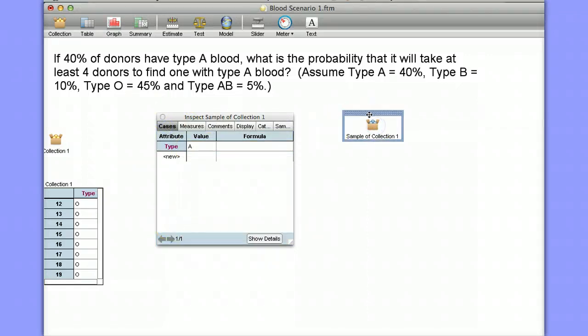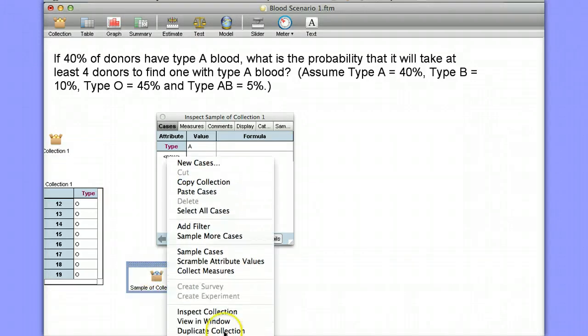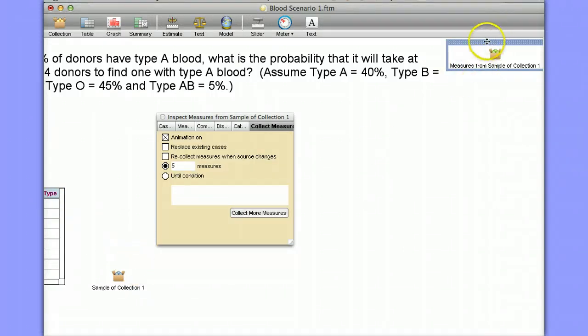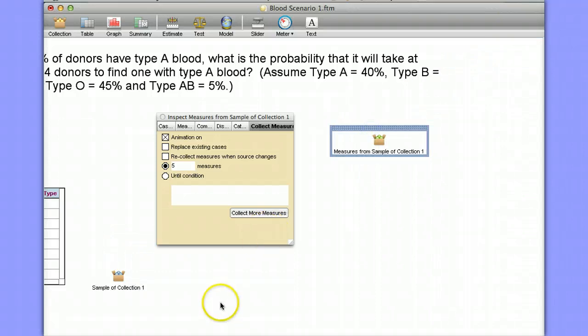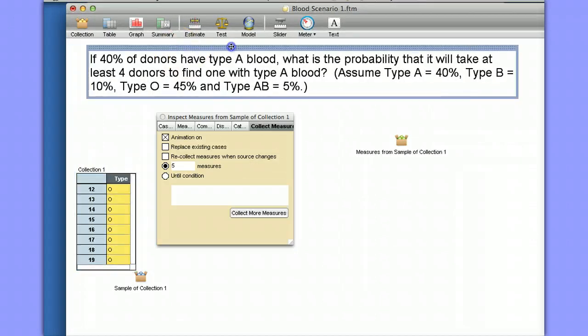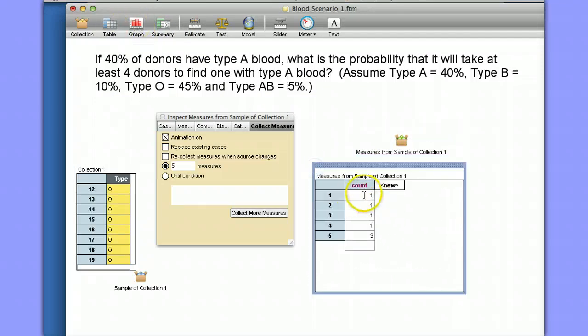So let's collect some measures. And notice it's coming from our collection into our sample, and each time it's counting how many type A's we had. Let's look at our collection of measures. So there were 4 times where we got a type A donor on the very first try, and 1 time where it took us 3 tries.